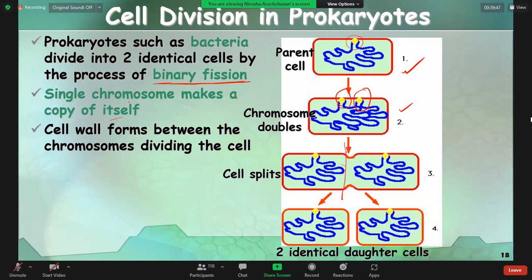So this will form two new cells. Those two cells are the same in shape and structure, so those are identical daughter cells. This is how binary fission happens, right? So the formation of the cell wall and division, we have discussed how it happens, right?